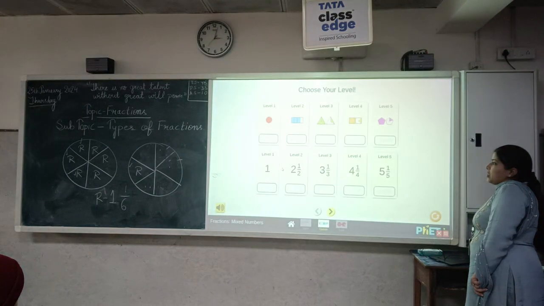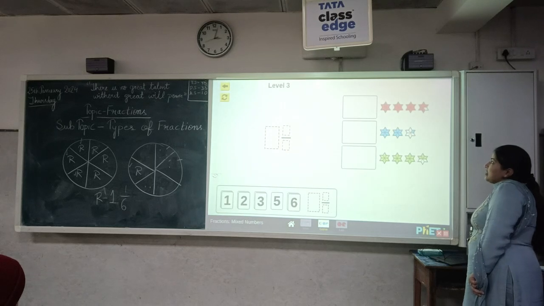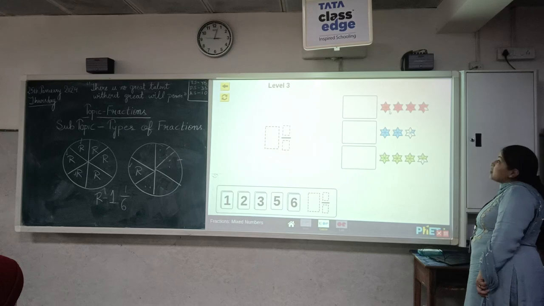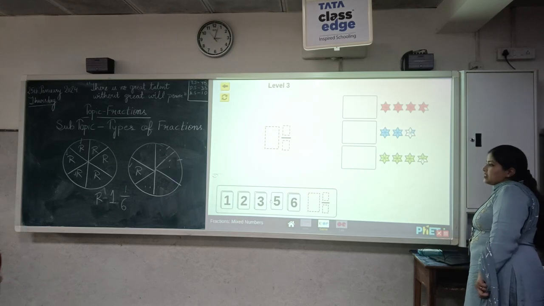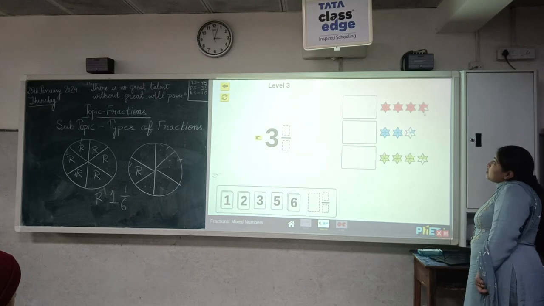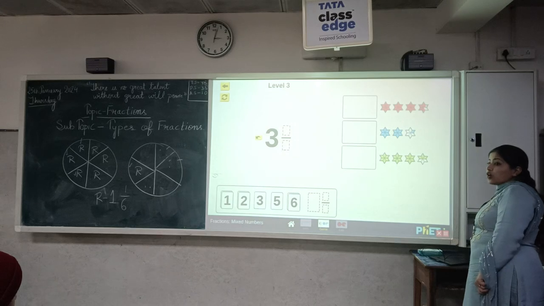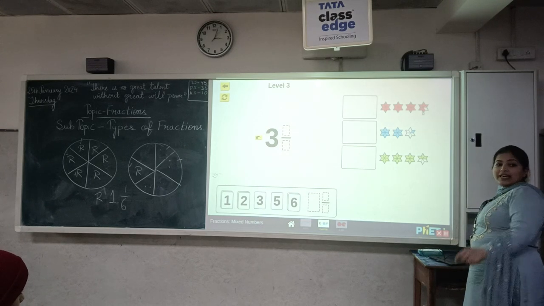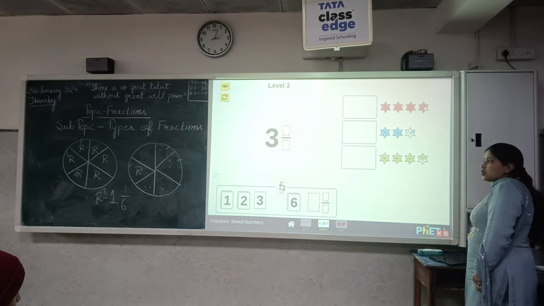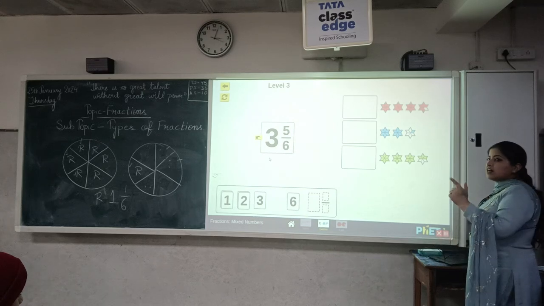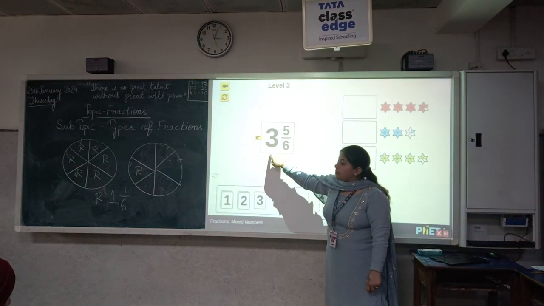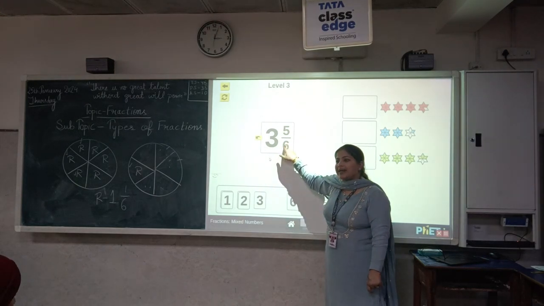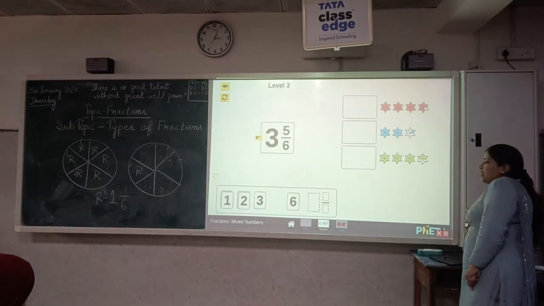Now, let's play this game. Now, can you see this figure? Yes, ma'am. So, how many whole parts are there? Three. Yes. So, we will write three here. And what is the fraction of the last figure? Yes, Shashwat? 5 upon 6. So we will write 5 here and 6 here. Okay, so 3 and 5 upon 6 is the mixed number. Is it clear? Yes, ma'am. It is a mixed number, a combination of a natural number and a proper fraction. Okay. Now let's see the next figure.